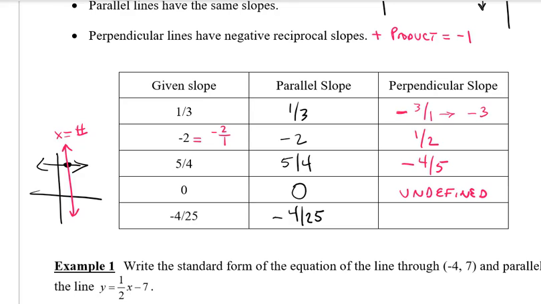And then lastly, we take a look at our given slope of negative 4/25. Again, we flip the sign and make the fraction the reciprocal. So we end up with 25 over 4 as the perpendicular slope. That's it. Pretty straightforward stuff.